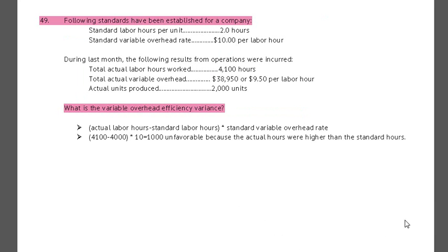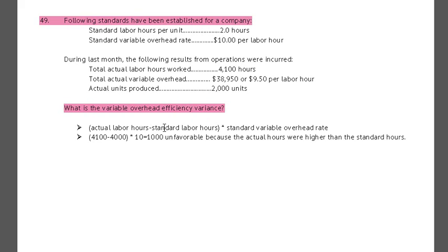Problem number 49. In this problem, they're asking you to calculate what the variable overhead efficiency variance is. That formula is actual labor hours minus standard labor hours times our standard variable overhead rate. Okay, so we have to decide what information do we have. Actual labor hours. The problem states actual labor hours are 4,100 hours. So we have that figure.